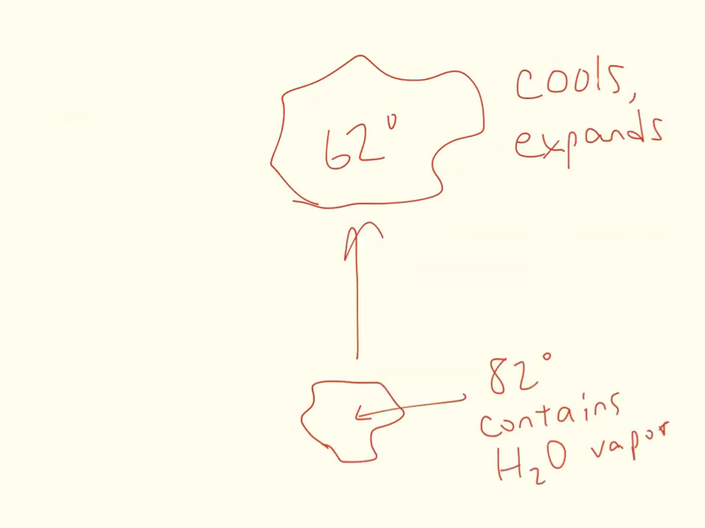Now, last but not least, I just wanted to give you a concept to think about, and you'll see this a little more clearly in the diagram that comes up next. So again, that pocket of air down at the bottom, we said is 82 degrees. And every pocket of air, no matter where you are, contains some water vapor. Even if the air is really dry outside, there's always some water vapor in the air.